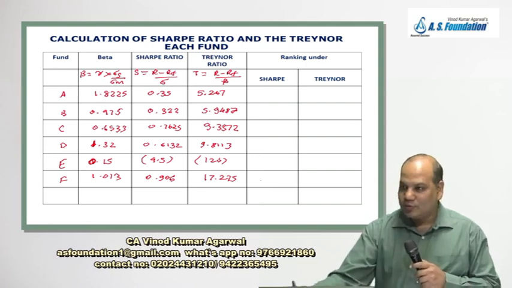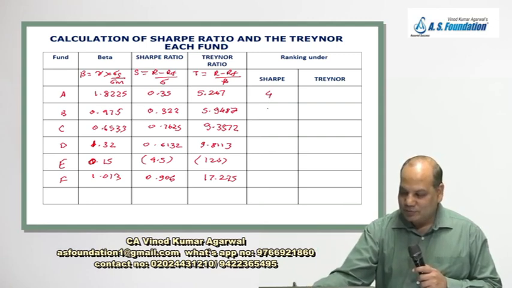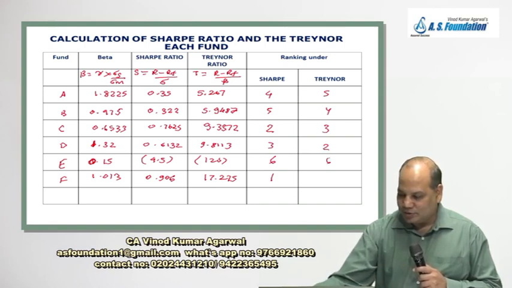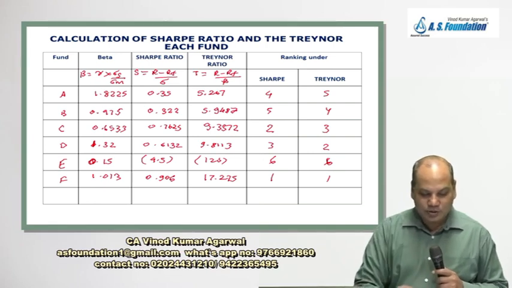So now tell me the ranking under Sharpe. Start from A, go up to F. Come on. 4, 5, 2, 3. Okay. Treynor: 5, 4, 3, 2, 6, 1. So you have partially answered this question.